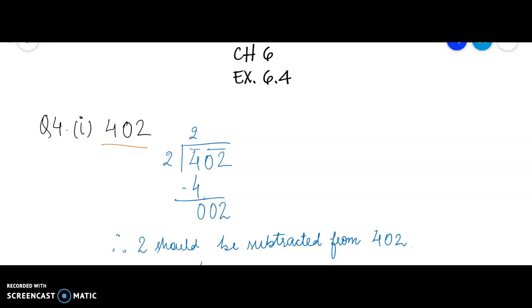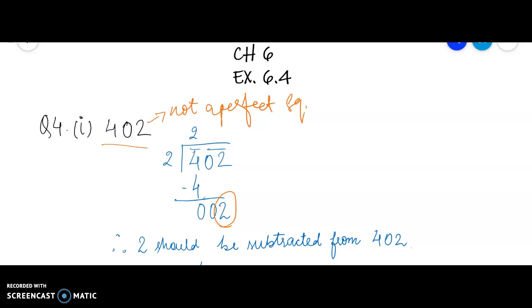That means 402 is not a perfect square and we need to make it a perfect square number. We need to actually find a perfect square number by subtracting the least number. I have used the division method, and by using the division method you know how to solve it. I have got 2 as my remainder. Now I cannot solve this further.